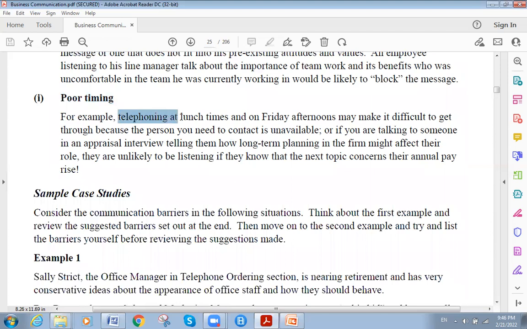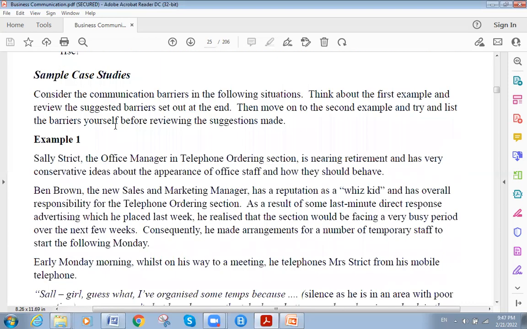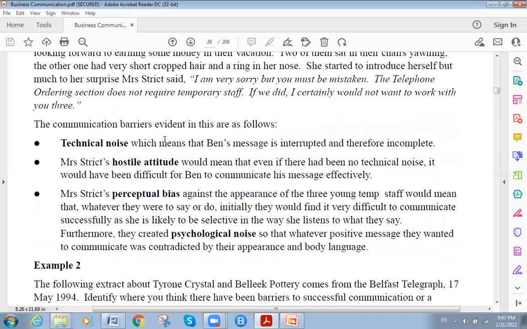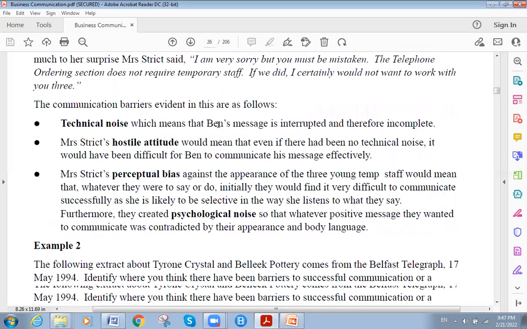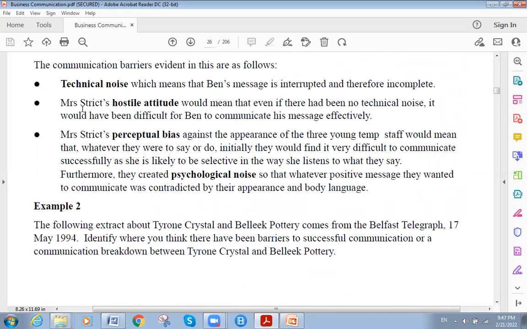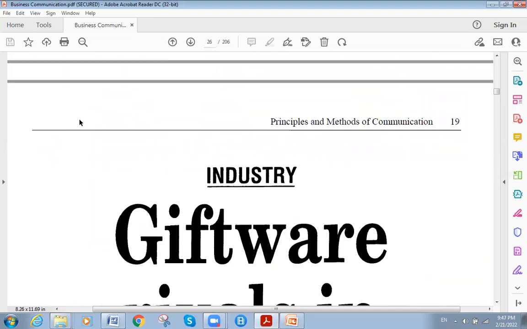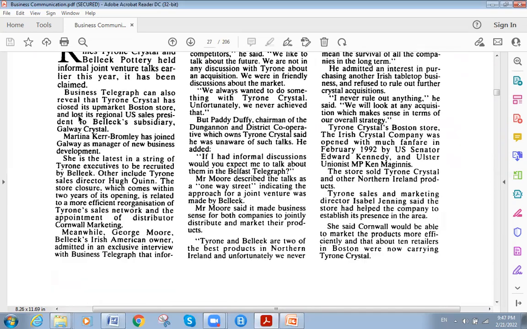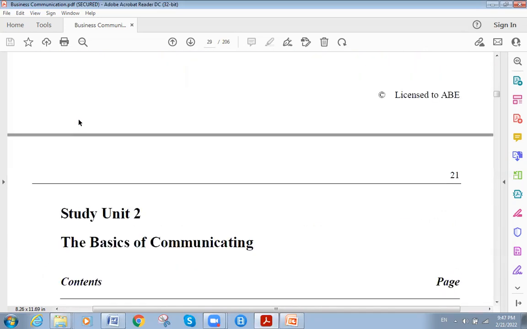For example, telephoning at lunch time or on Friday afternoon may make it difficult to get through, because the person you need to contact is unavailable. Those are the examples given here about the barriers of communication.